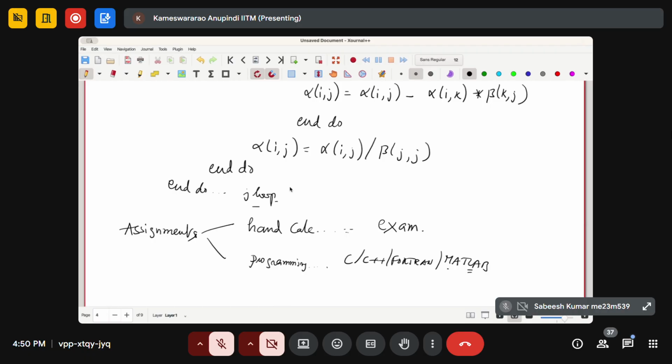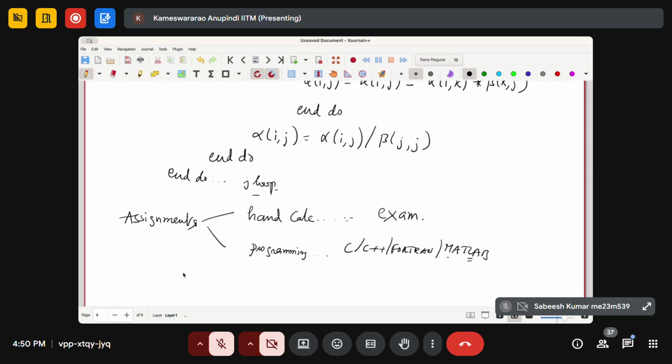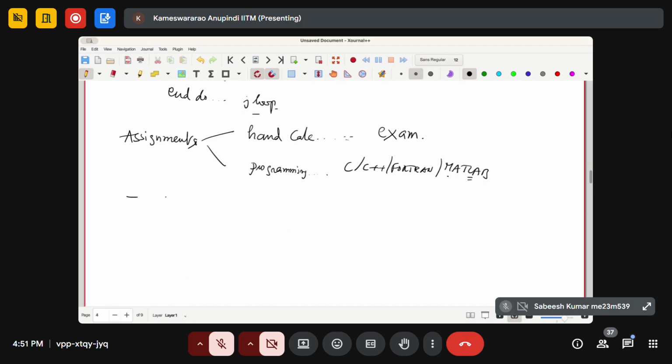I'm going to follow the same syllabus that I have given you, but maybe I'll say a few words about what we're going to learn in the next class, so that you can prepare a little bit and come. Let us say tomorrow we're going to look at the operation count for the LU decomposition. Then we're going to look at sparse matrices, how to solve sparse matrices. Specifically, we're going to look at tridiagonal matrix solutions.